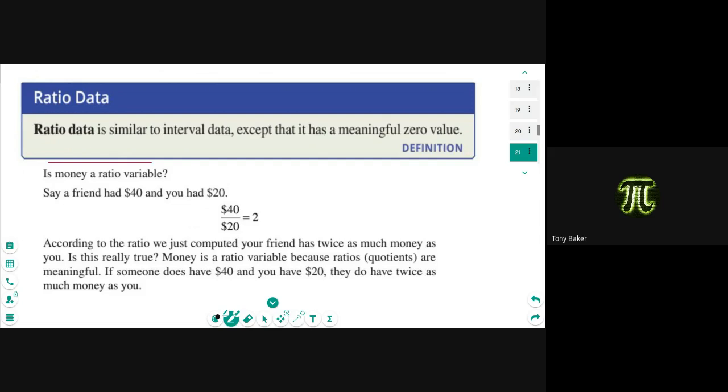Okay, so the heights of those 48 females would be interval. I could order them, I could subtract them, that makes sense. But it's one step above that because dividing them also gives me information that I can use. Okay? Does that make sense? Okay. See if I can find another one real quick, and then I'll go on to some other stuff.